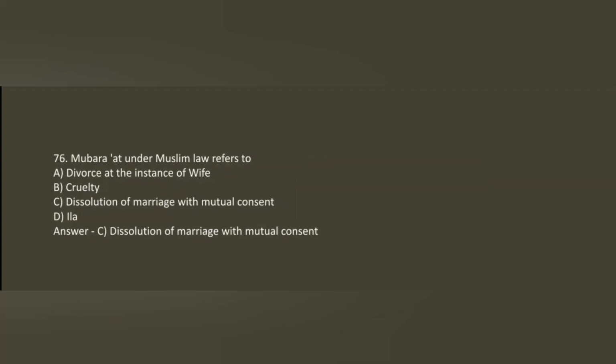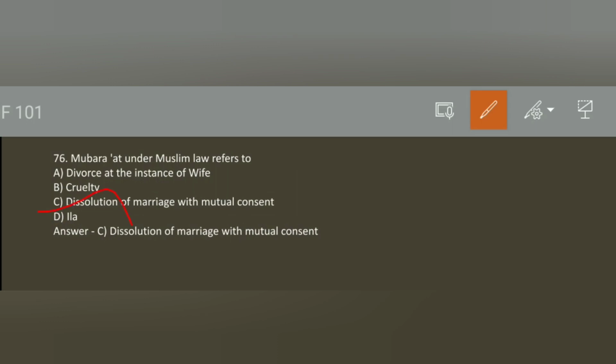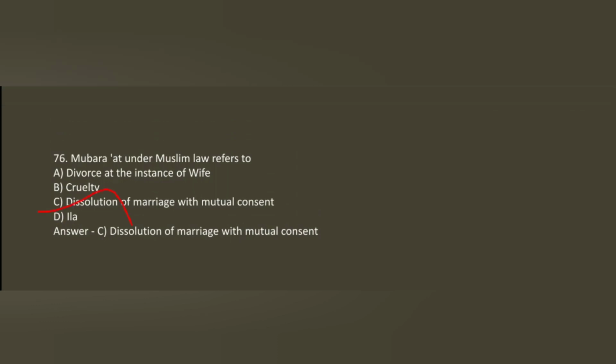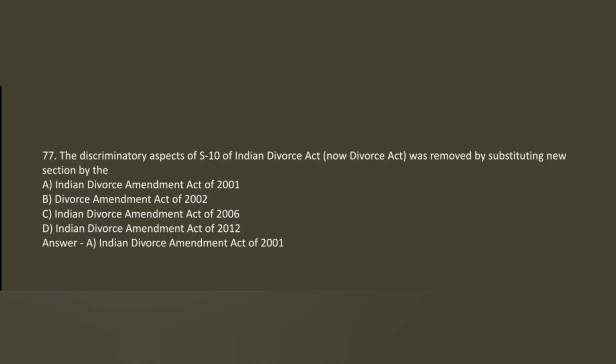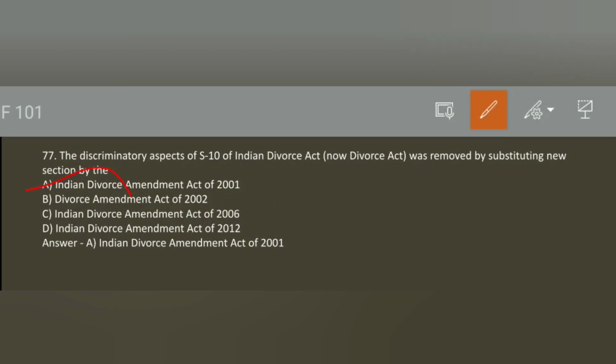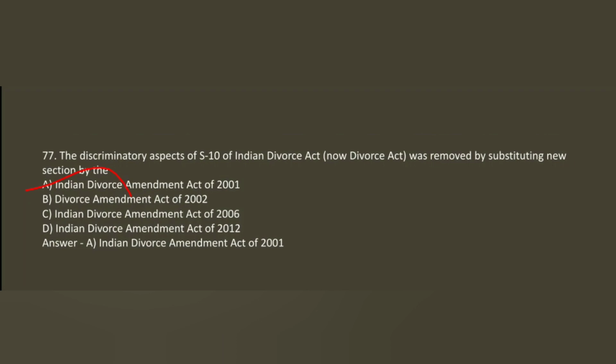76. Mubarat under Muslim law refers to? Correct answer option C, dissolution of marriage with mutual consent. Question number 77. The discriminatory aspects of Section 10 of the Indian Divorce Act, now Divorce Act, were removed by substituting a new section by the? Correct answer option A, Indian Divorce Amendment Act of 2001.